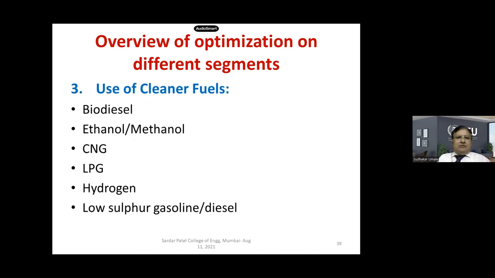Now, fourth is the use of cleaner fuels. Nowadays, we are using conventional fuels like biodiesel, diesel and petrol that are producing a lot of emission problems. If you use cleaner fuels like alternative fuels, biodiesel, ethanol, methanol, CNG, LPG, hydrogen, low sulfur gasoline or diesel, we can reduce the emission problems.